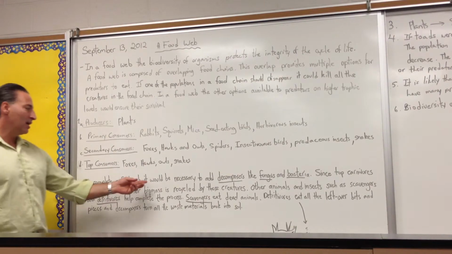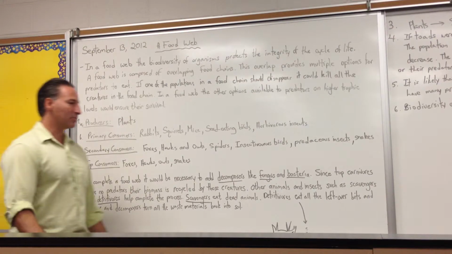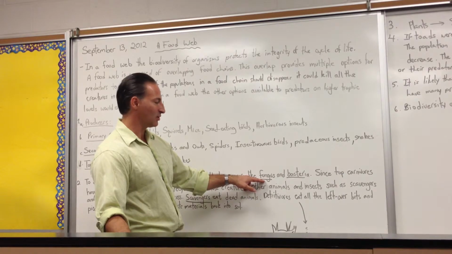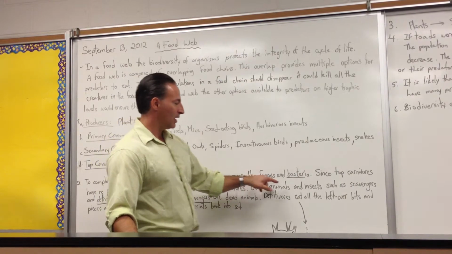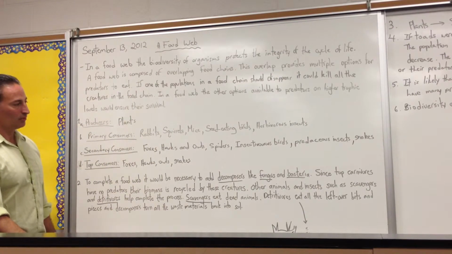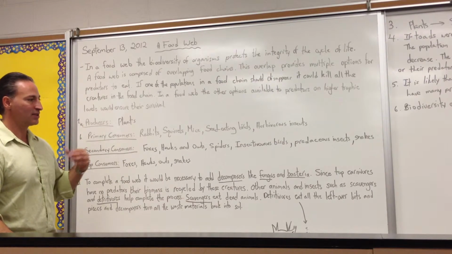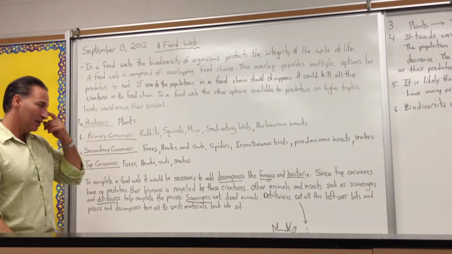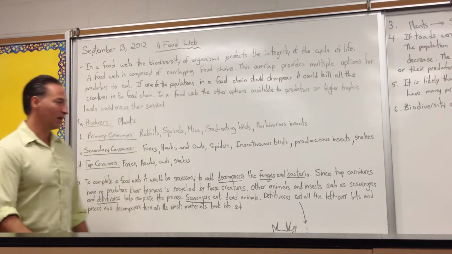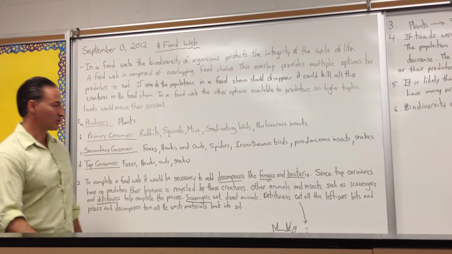To complete a food web, it would be necessary to add decomposers, like fungus. Fungus are typically found in areas where there's not too much intense sunlight because they don't like the sunlight too much. And then bacteria, which are found in the soil. And also, they're ubiquitous, meaning you find them everywhere. You find them on your body, in your mouth, inside of you, and when you die, they tend to start taking over. When you're alive, your immune system keeps them at bay, but when you die, your immune system stops working and these bacteria take over and start decomposing everything.